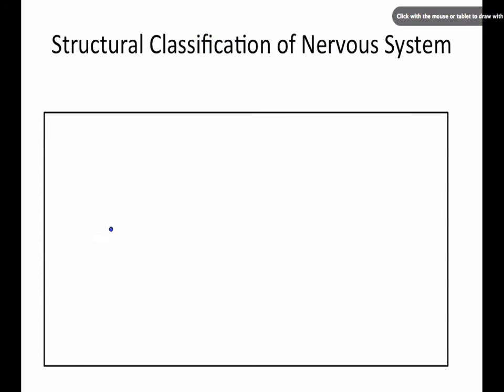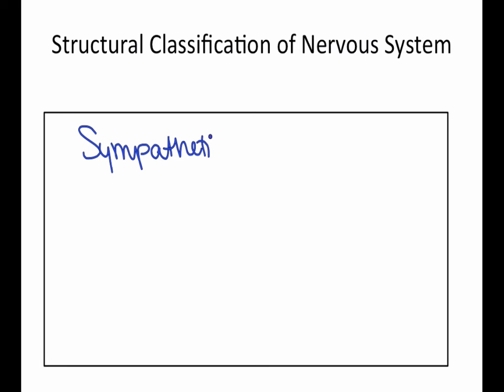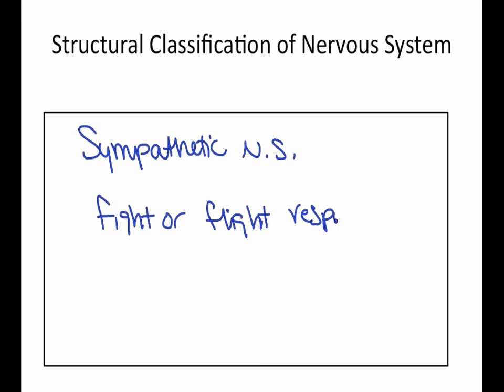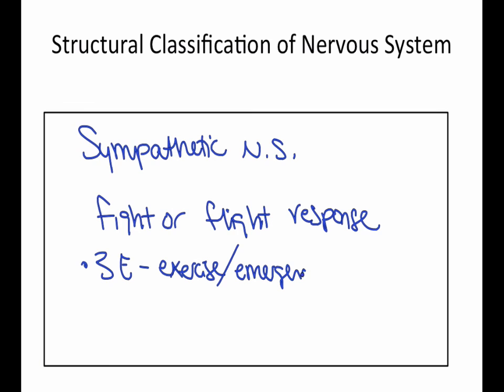And then we have the sympathetic nervous system. Okay, so the sympathetic nervous system is also known as your fight or flight response. And this one's going to be, sometimes we call it the 3 E's. Those E's stand for exercise, emergency, or excitement. Okay, so we have the 3 E's, exercise, emergency, and excitement.